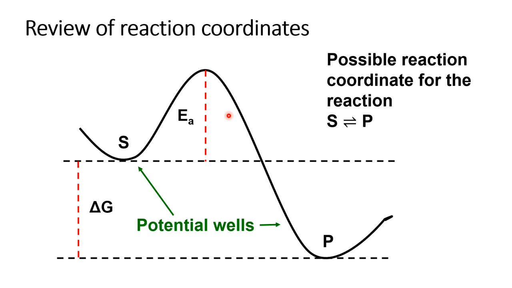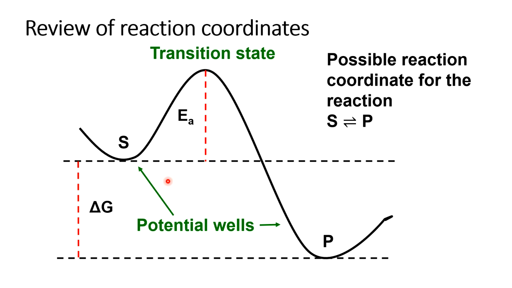To give names to these features, S and P lie in what are called potential wells. You can think of this as a local minimum where S is, and a local minimum where P is. You can think of each as a well, like a water well, but they're just local minima in the reaction coordinate. And where there are local maxima, this is called a transition state. The transition state energy, as expressed by the activation energy, dictates how fast a reaction can go.